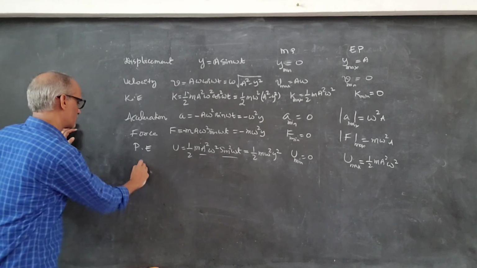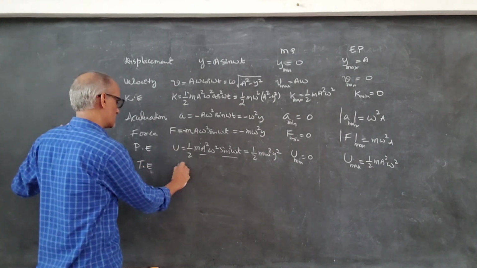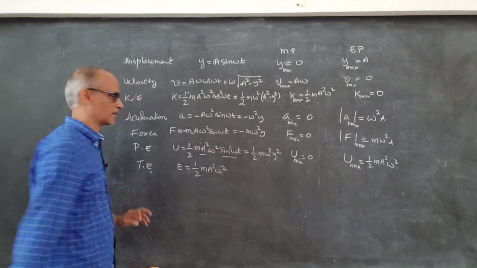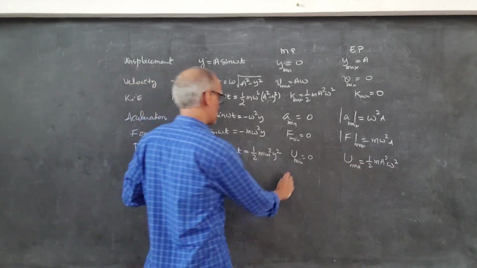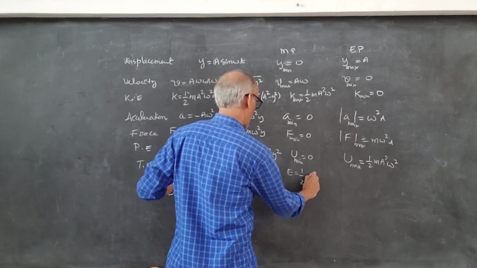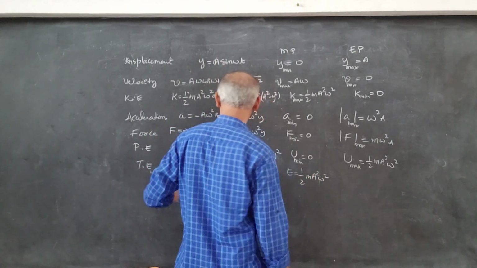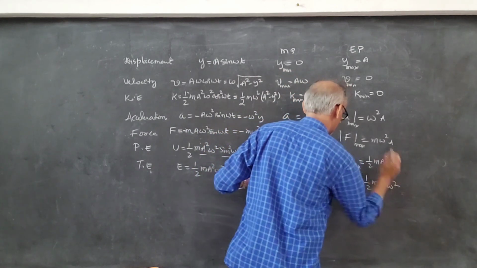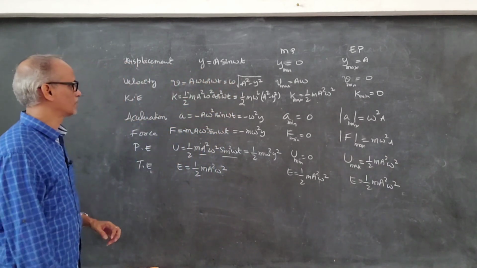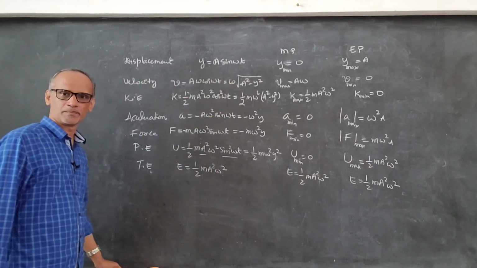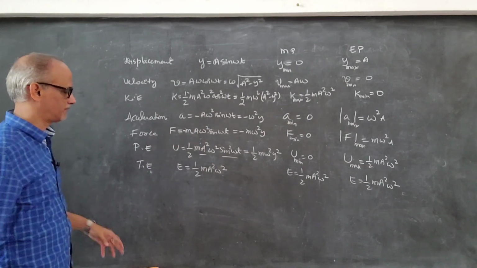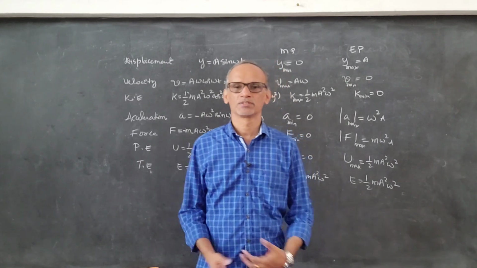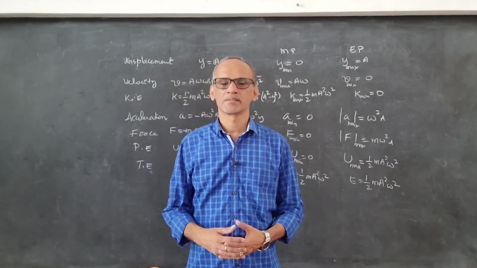Then finally we have the expression for the total energy, that is E is equal to half m a square omega square. And it's a constant, so that's why whether it's at the mean position or at the extreme position, the total energy remains constant, half m a square omega square. So this table of equations is important, especially for the numericals, which we are going to solve in the next class.